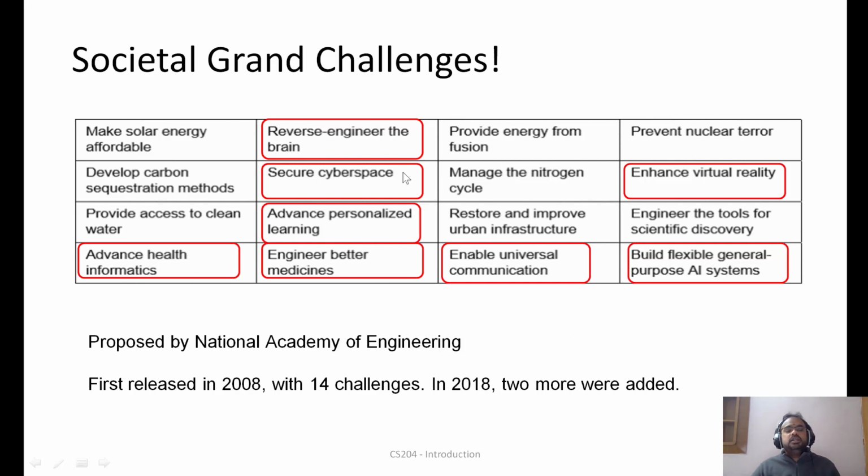So all these need one form of computing or another, and as computer architects, it's our duty or it's our primary job to understand what they demand and how to build the hardware for it.